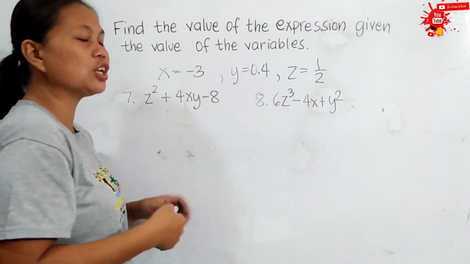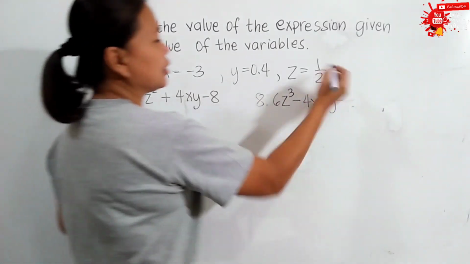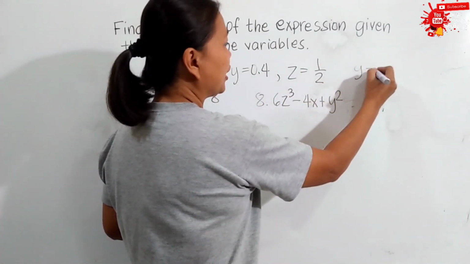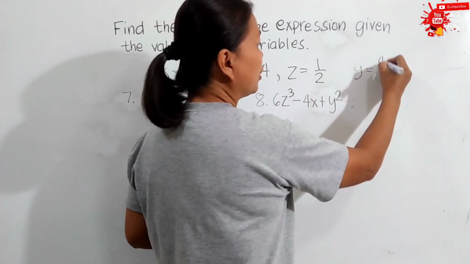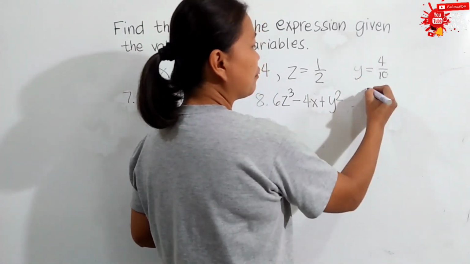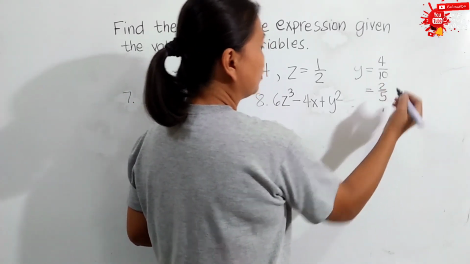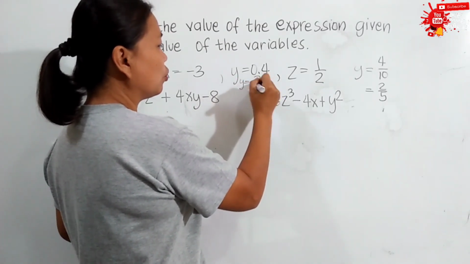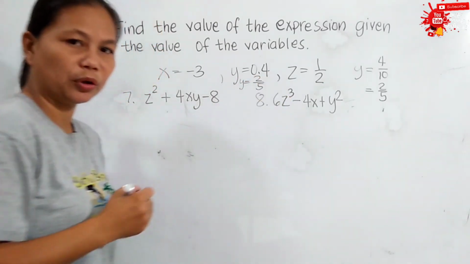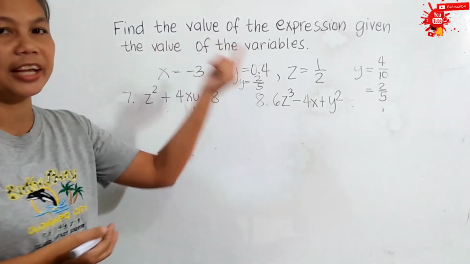So what is the value of y in fraction? For getting it, we have here y equals 4/10. So it means that we have here 4 over 10. And to simplify 4 over 10, we have 2 over 5. So we can use the value of y as 2 over 5. Okay? Now, let us evaluate this using the values of x, y, and z.